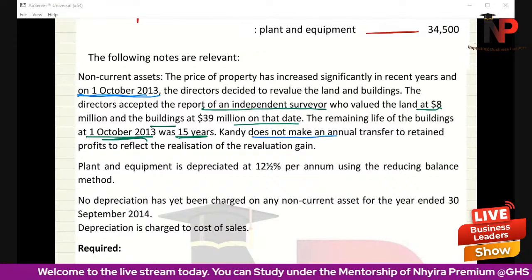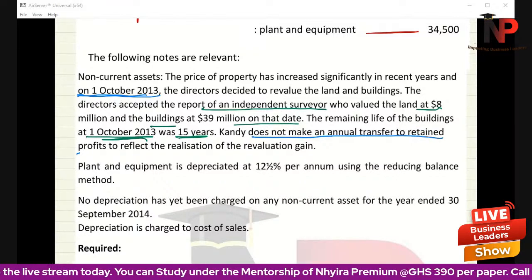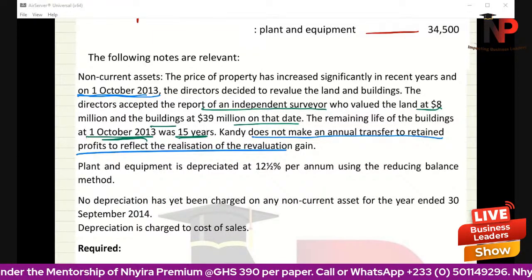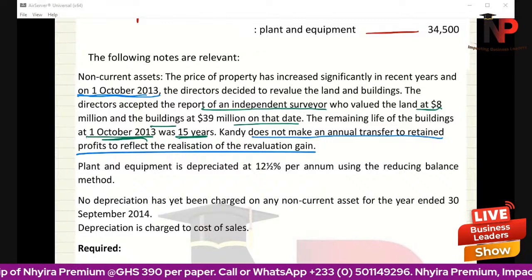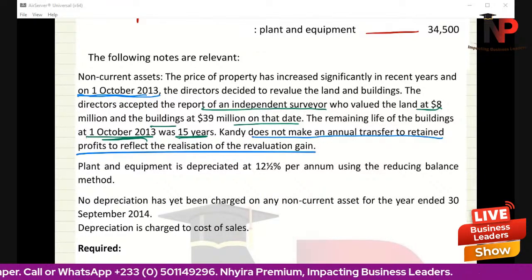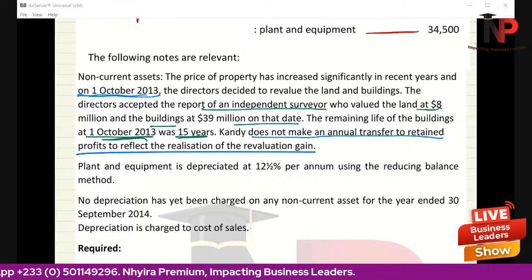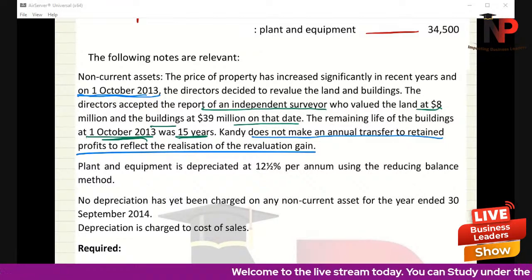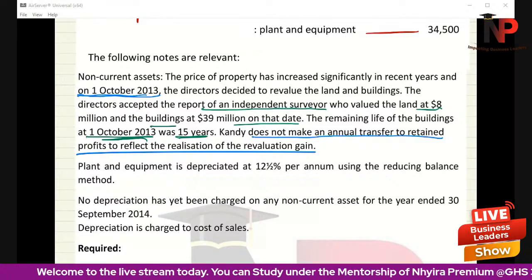Candy does not make annual transfer to retained profit to reflect the realization on the revaluation gain. Because when we revalue assets, the depreciation charge is going to be higher than what we should have charged. So sometimes, in order to compensate shareholders for the excess depreciation, there has to be a transfer from the revaluation surplus to the retained earnings. In this question, the examiner is saying that we don't do it. So let's go.